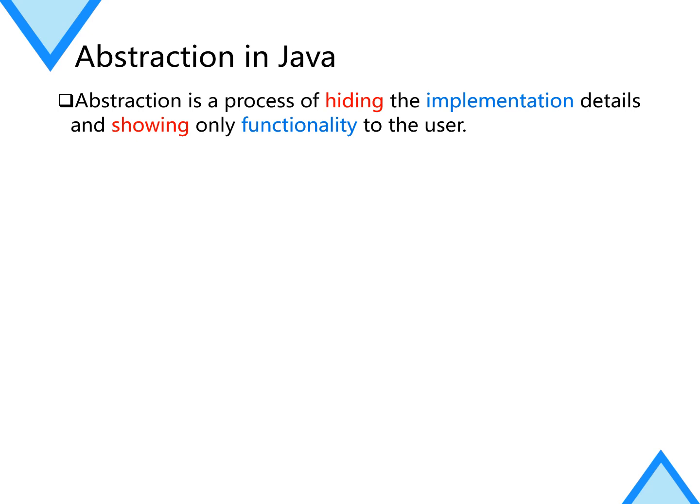So in Java we declare abstract classes and then we extend the class and give the implementation in the subclass. Similarly, we can declare abstract methods as well.